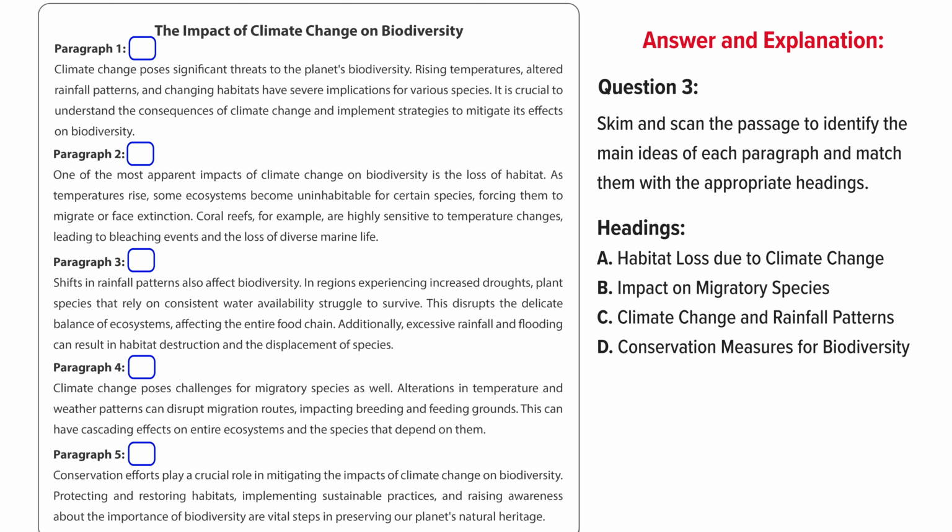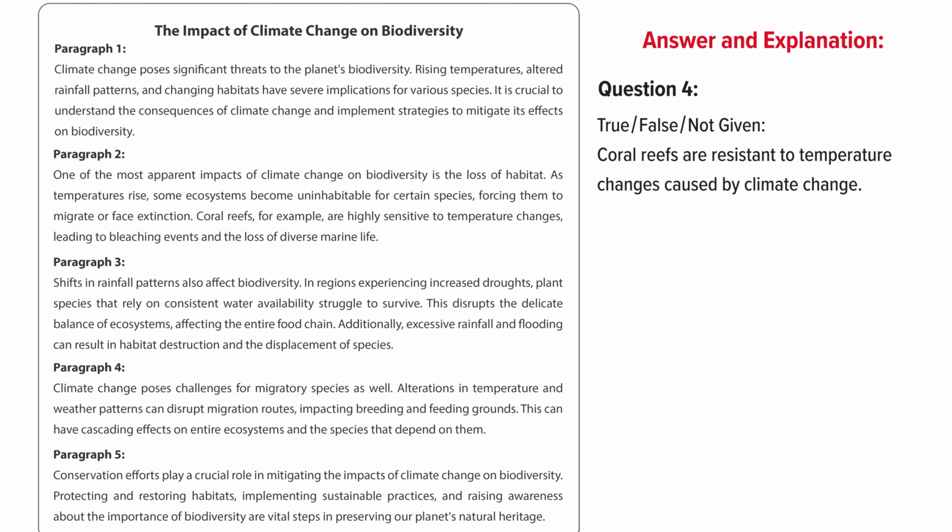Question 3. By skimming and scanning the passage, we can match the main ideas of each paragraph with the appropriate headings as follows. Paragraph 1, D. Conservation measures for biodiversity. Paragraph 2, A. Habitat loss due to climate change. Paragraph 3, C. Climate change and rainfall patterns. Paragraph 4, B. Impact on migratory species. Paragraph 5, D. Conservation measures for biodiversity.